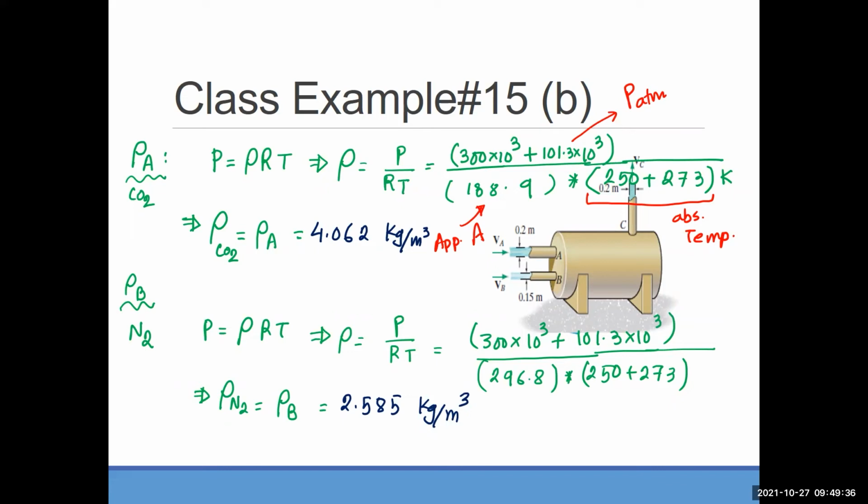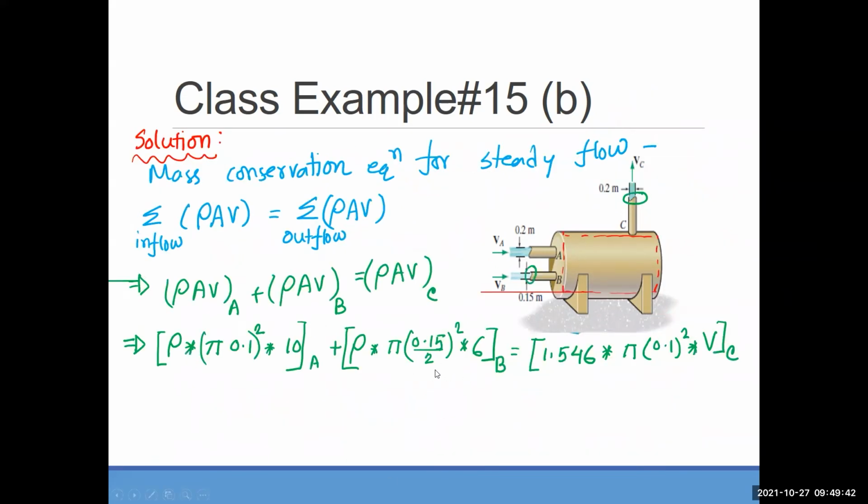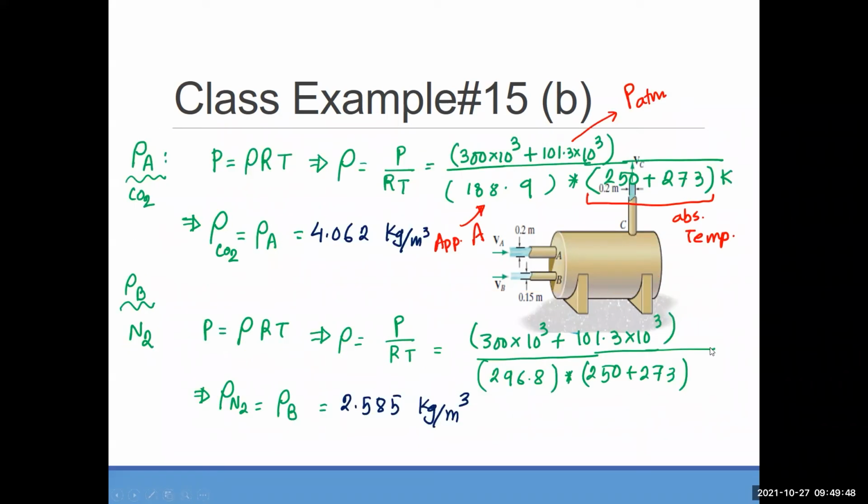So what you can do, you can use these two values on this equation here and find out the value for VC. So what I will do, I will move to the next slide if you are done with this one. And I will try to add all the values on that equation, okay?